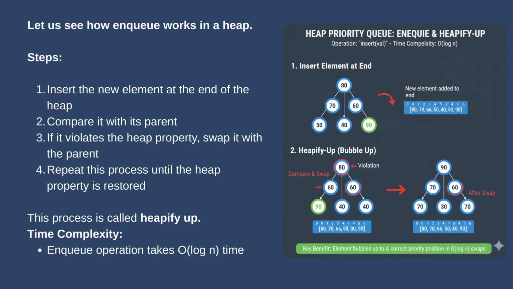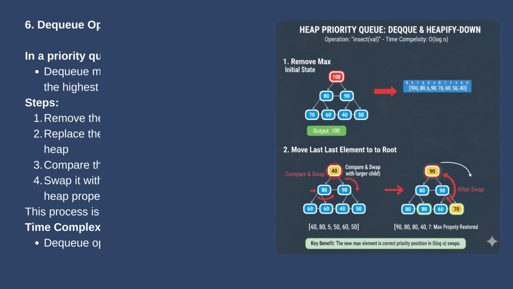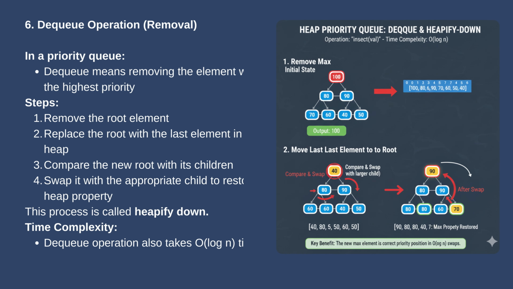Let's talk about time complexity. NQ operation takes O(log n) time. In a priority queue, DQ means removing the element with the highest priority.